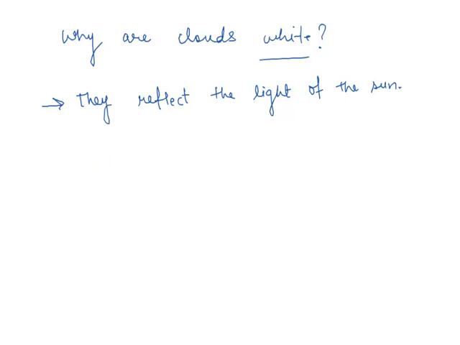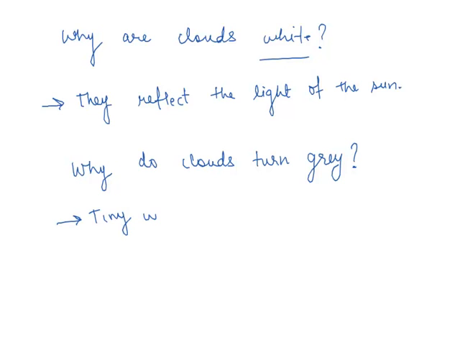The question is, why do clouds turn gray in color? Clouds are made up of tiny water droplets or ice crystals, usually a mixture of both. We know about it, right? So clouds are made up of either tiny water droplets or ice crystals or both of them. The water and ice scatter all the light, making clouds appear white in color.